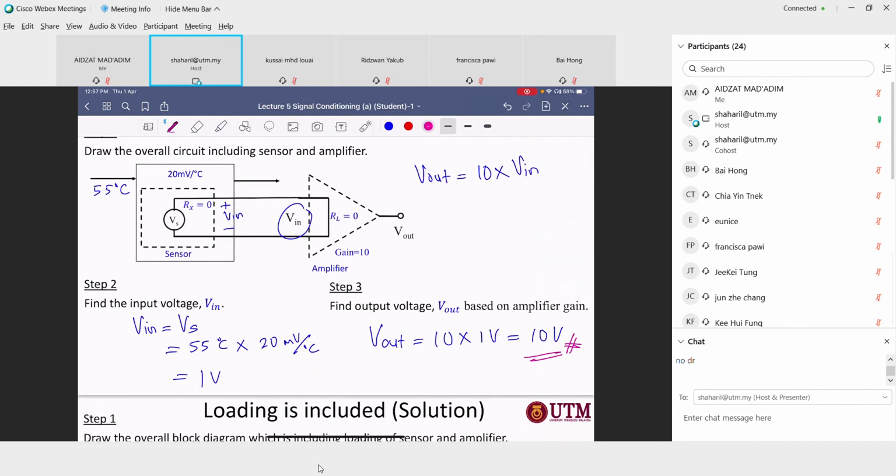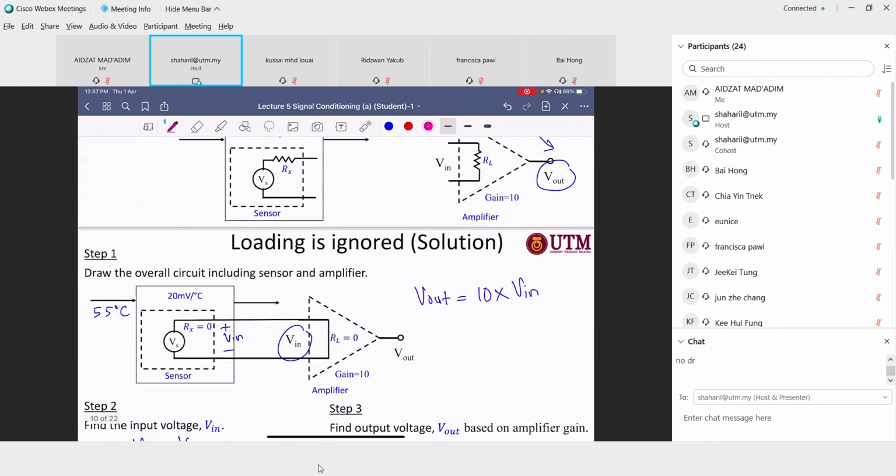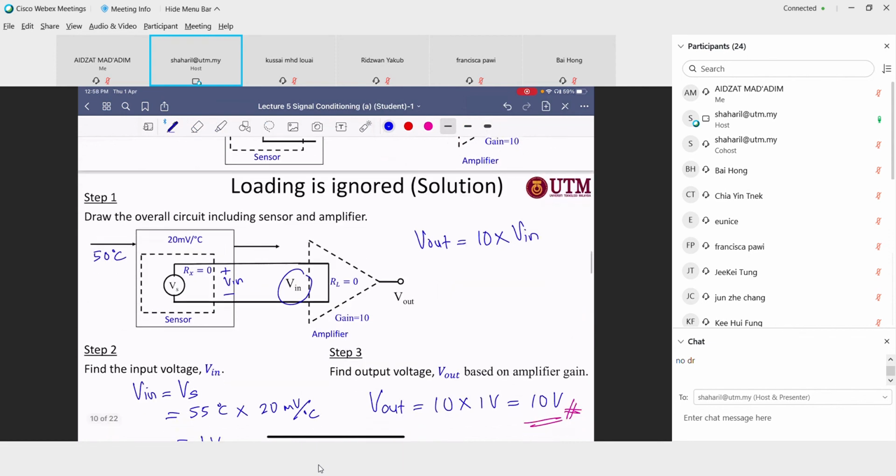50 Celsius, right, sir? 55, right? 50. Oh, okay. Thank you, girls. Usually girls are less active. Thank you. 50 degree.